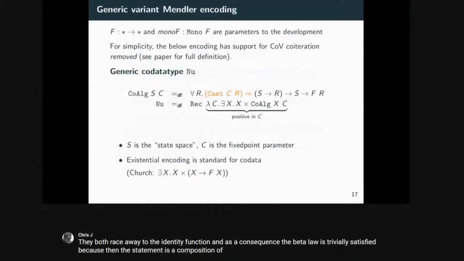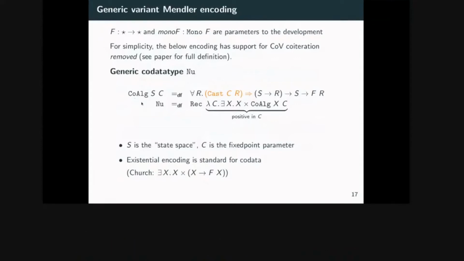For simplicity, the type definitions I'm showing you here for the encoding have had the support for course-of-values co-iteration stripped out, but you can again see the paper for the full definition. The first type definition is coalgebra. Of course, it's the generalization of the shape of the scheme for co-recursion. S is still our type parameter representing the given state space. But C is now the parameter of which we're taking our fixed point.